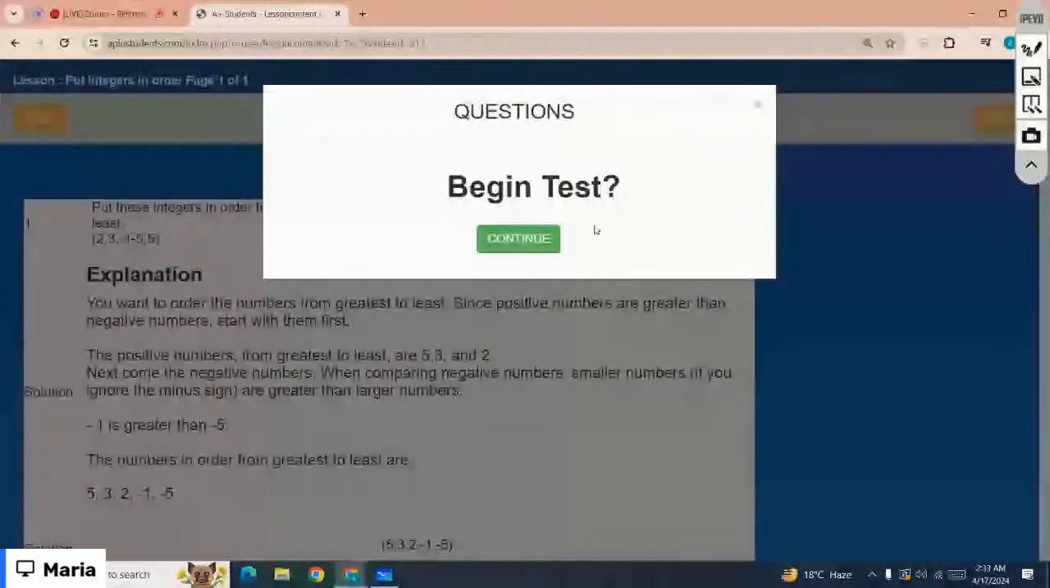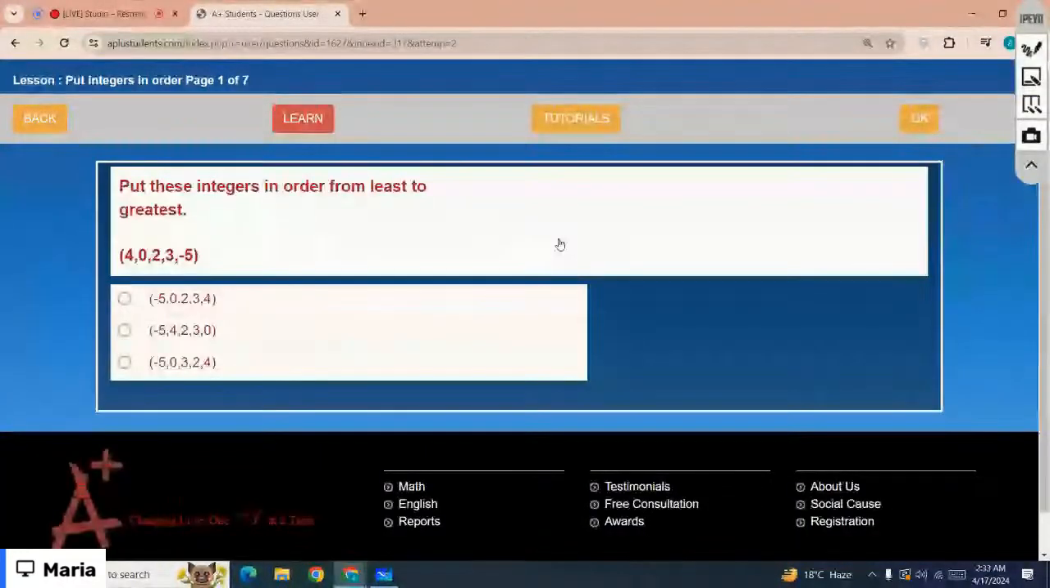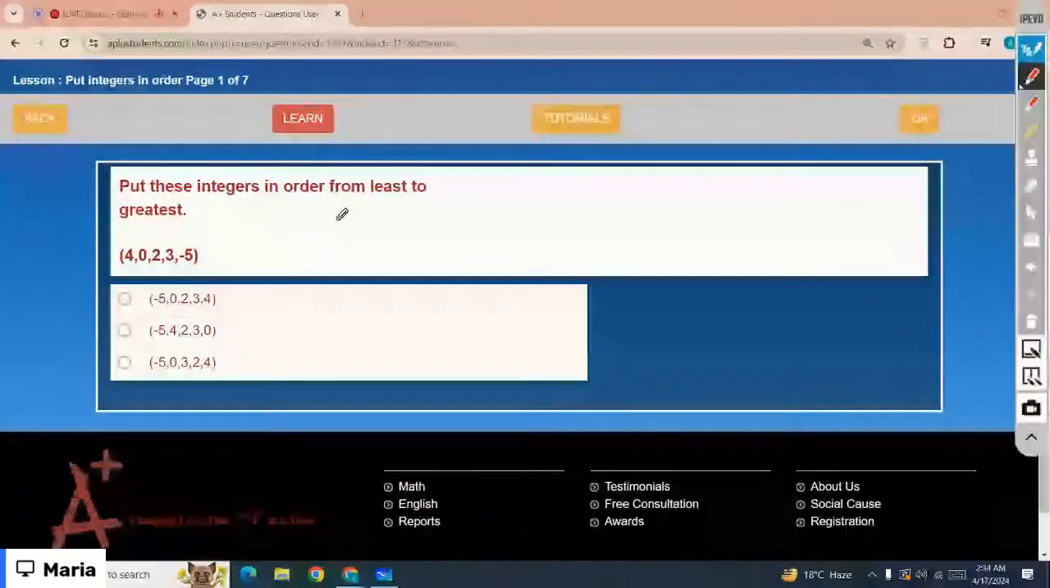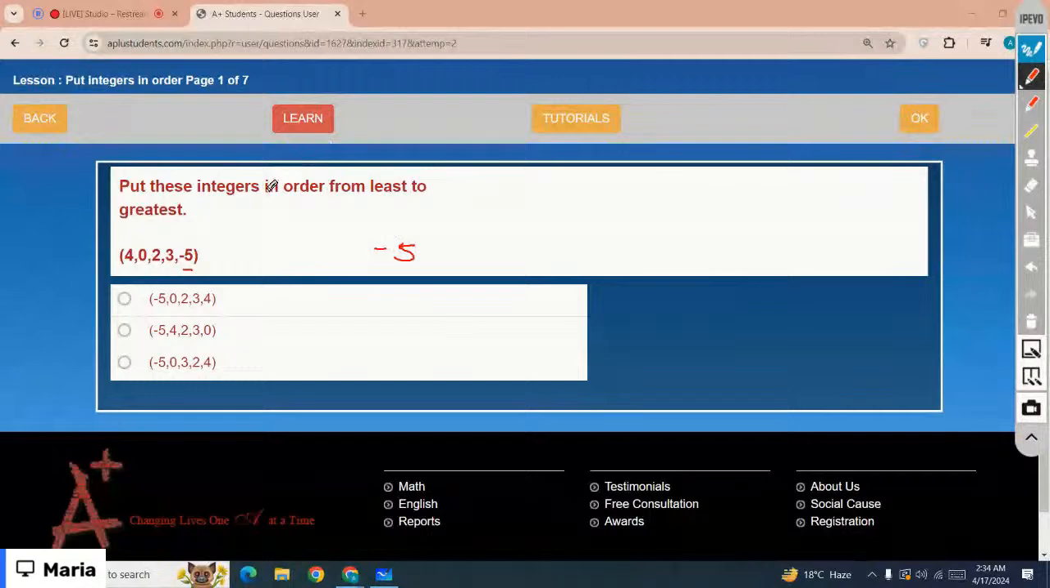Okay, put these integers in order from least to greatest. So which is the correct option? You have to arrange from least, right? You have only one negative number, that would be the least one. Now you have to arrange the positive numbers, 0, 2, 3 and 4, isn't it?